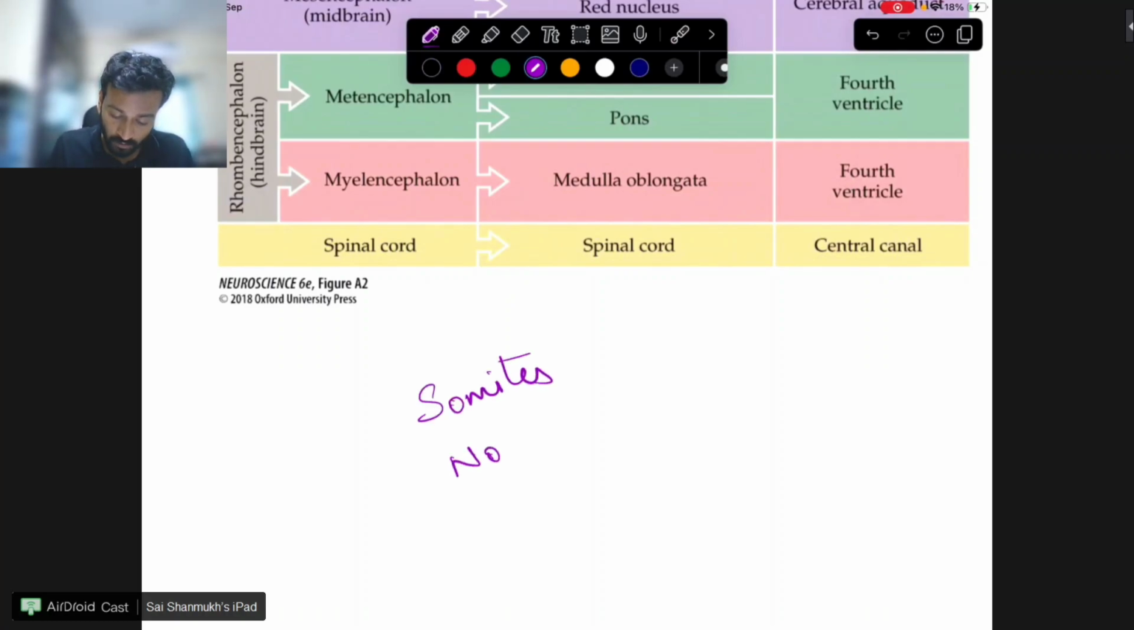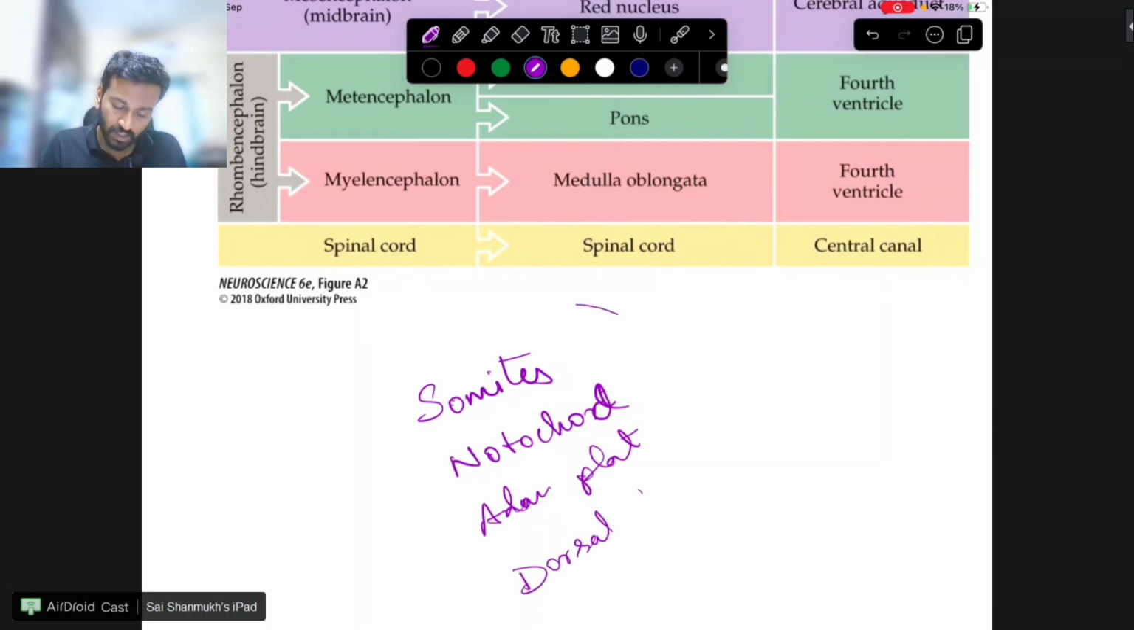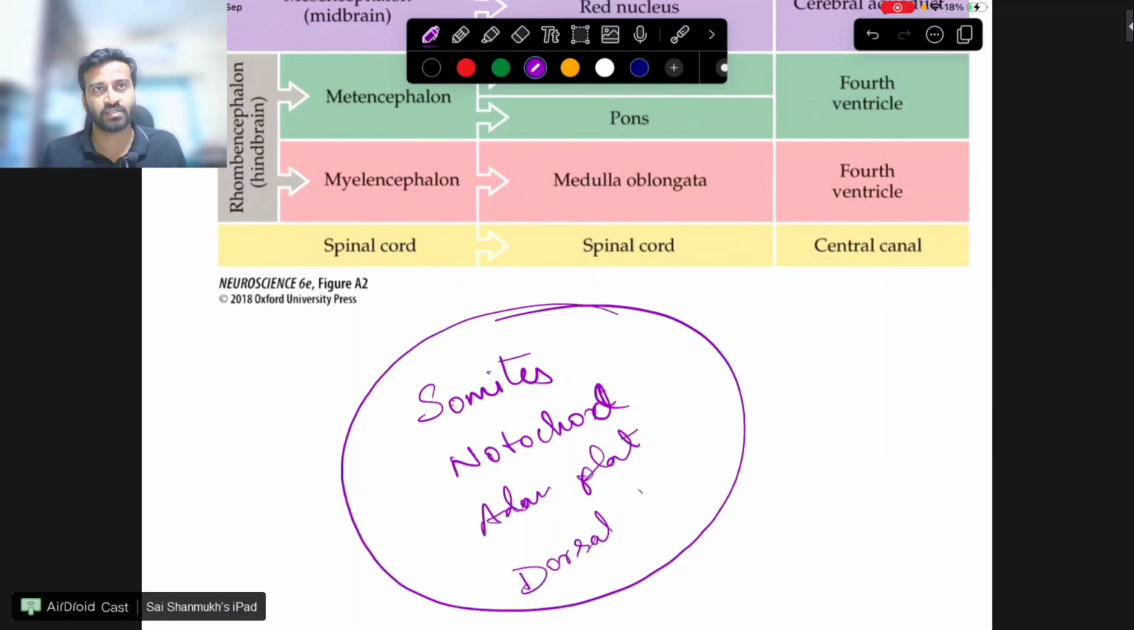Okay, notochord, alar plate, and dorsal. So these are the inducers of the CNS. Okay. So these neural crest cells will migrate to multiple parts and form the melanocytes, the adrenal gland, okay, and even corticotropic cells and all. Okay.